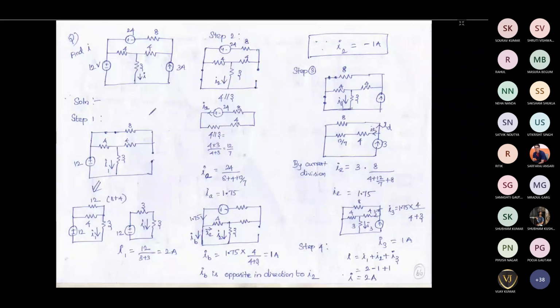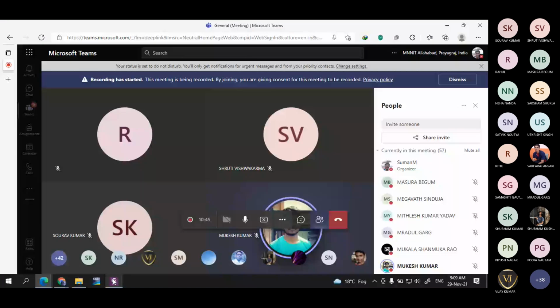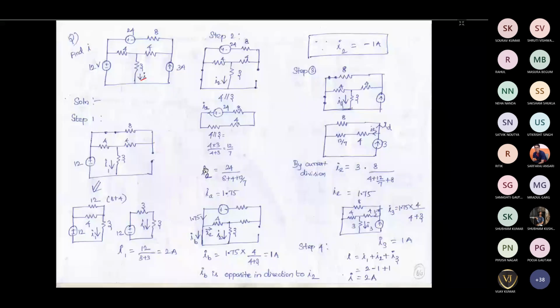Okay, so let me explain that again so that it will be easy for you to recall. Here, what do we need to do? In this problem, we need to find this current. Now this current is contributed by three sources. One is this, second one is this, and third one is this. So this I is going to be the summation of the individual contributions of all the sources.